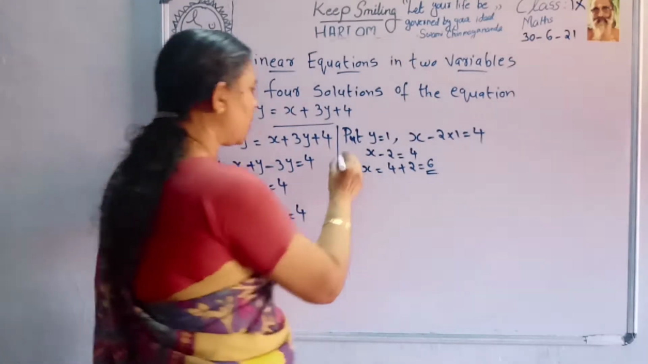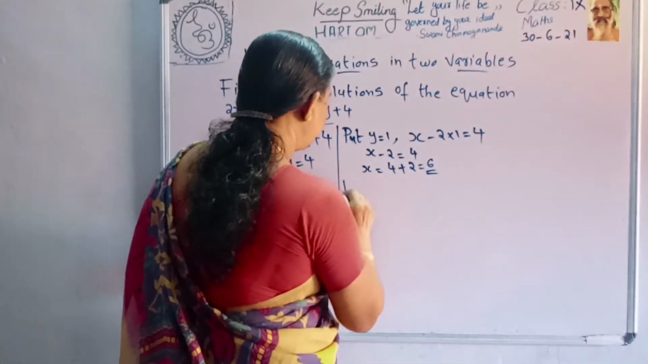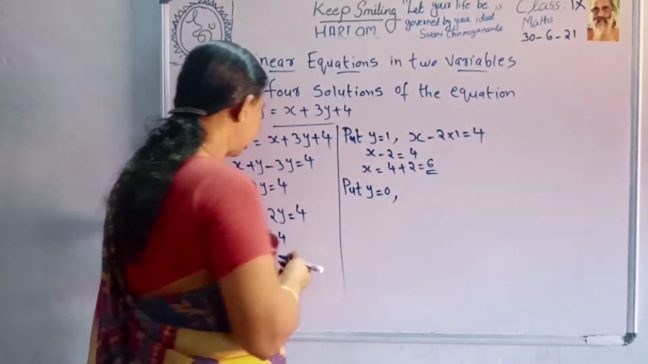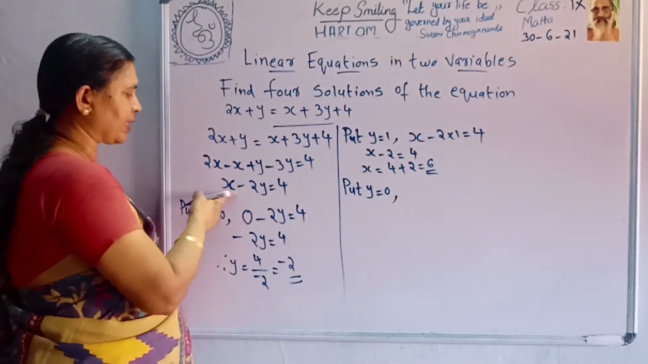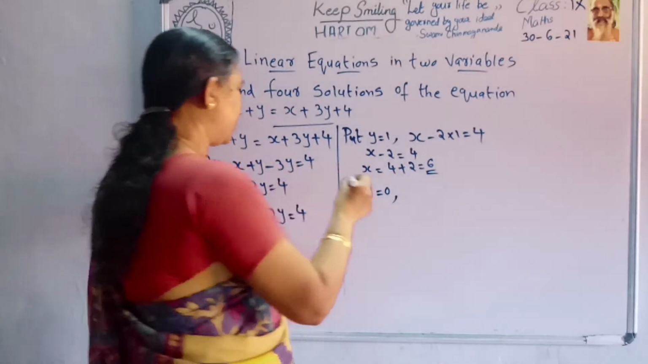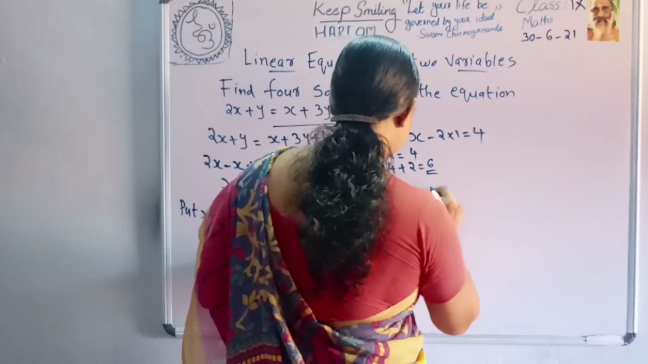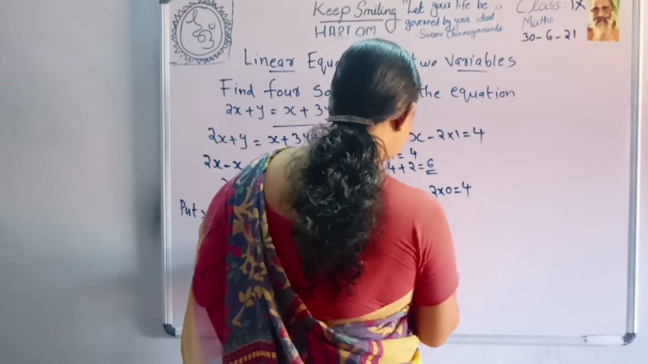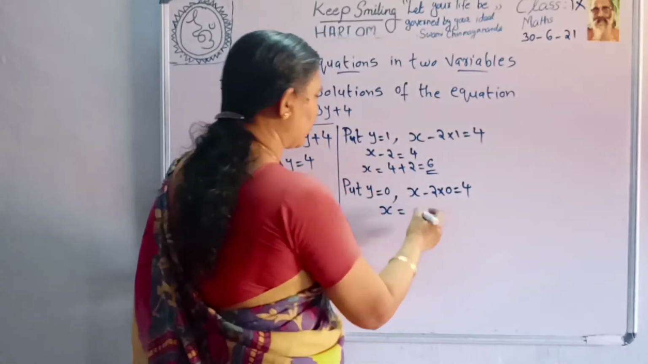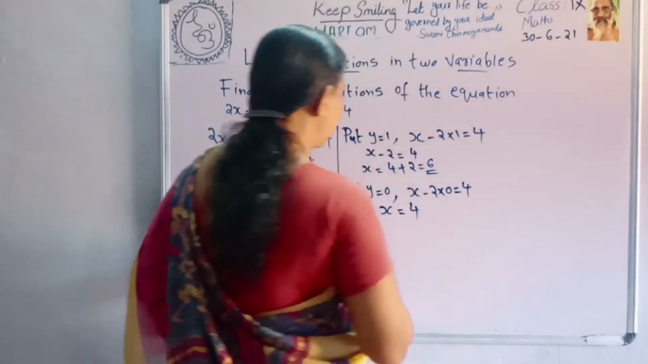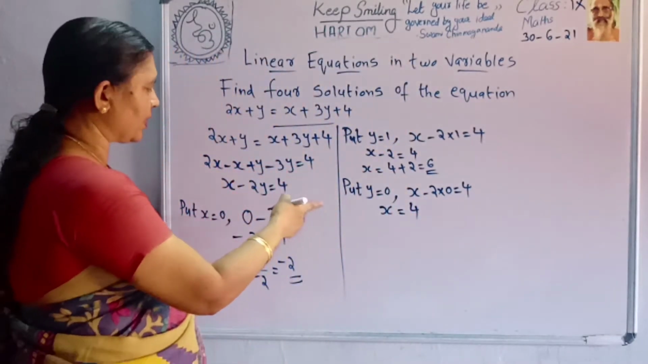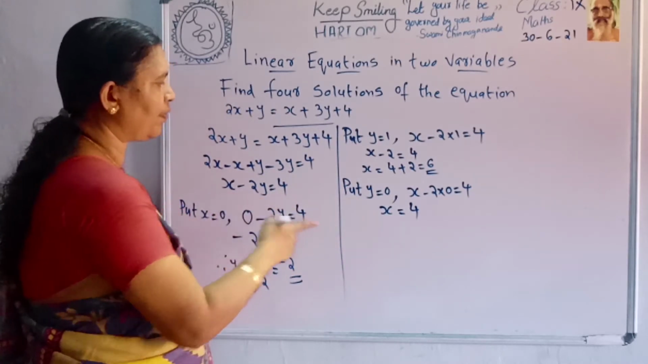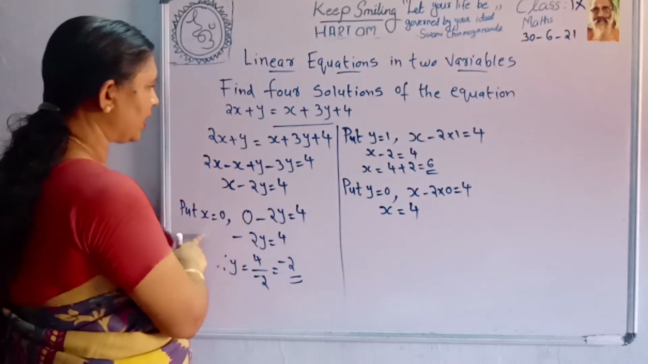Then we take another value, put y is equal to 0. If you put y is equal to 0 in the equation x minus 2y is equal to 4, we get x minus 2 into 0 is equal to 4. That is, 2 into 0 is 0, so x is equal to 4. Then we got three values.